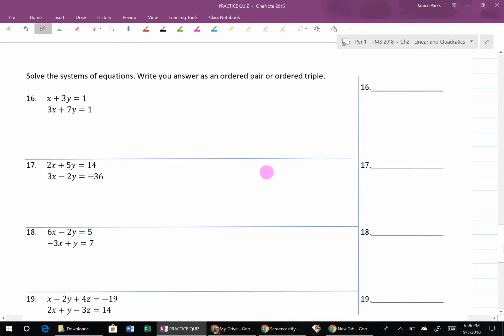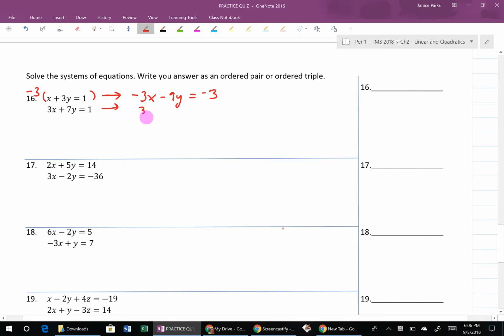For the next part, we're trying to solve for x and y, so we need to cancel one of the equations out. In number 16, I'm going to multiply the top equation by -3. We don't need to label these a, b, and c for the two variable equations. They're fairly easy to keep track of. So -3x minus 9y equals -3. The bottom equation, I leave that one alone, plus 7y equals 1.